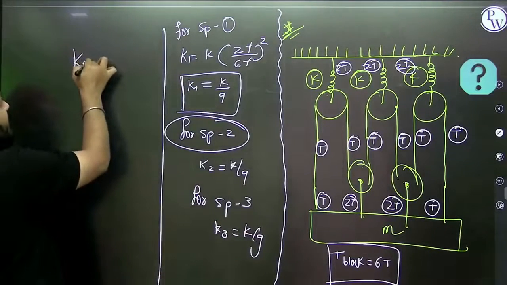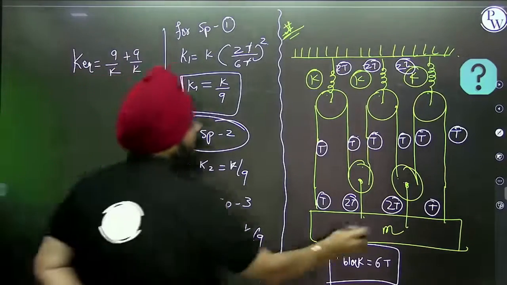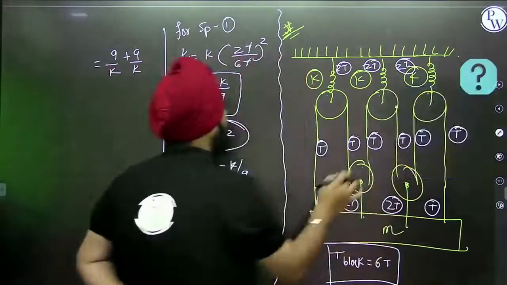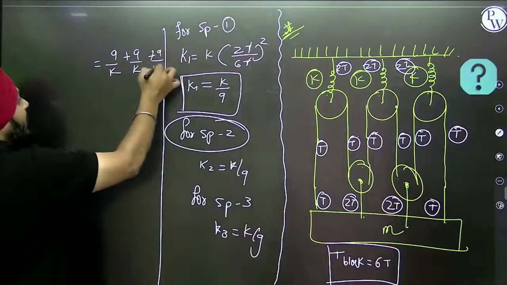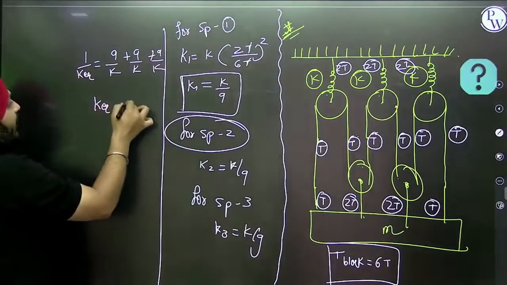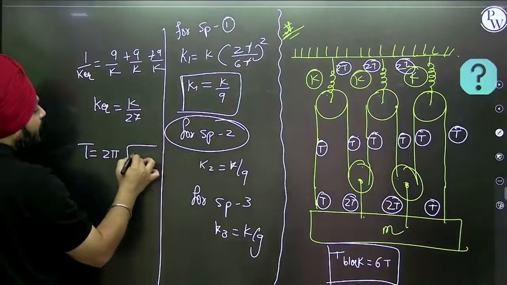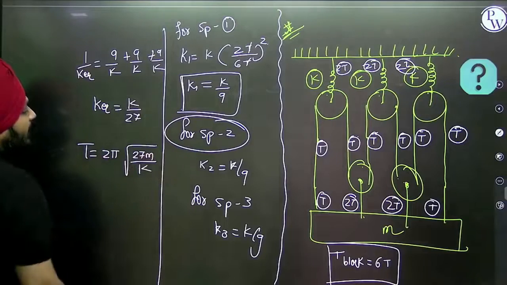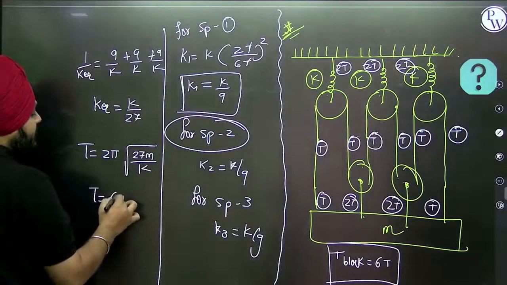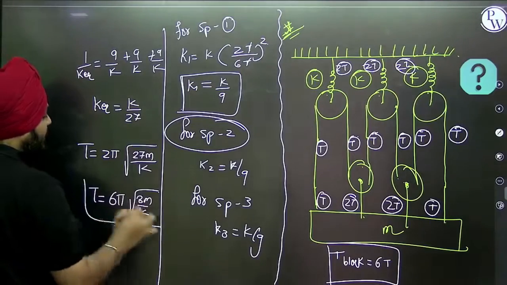Consider all in series. 9 by K, 9 by K, and 9 by K, that is 1 by K equivalent. So what will be the K equivalent? That is K by 27. What is the time period? T is equal to 2 pi under root of 27m by K. So 9 times 3 is 27, T is equal to 6 pi under root of 3m by K. This is the time period of the SHM of the block.